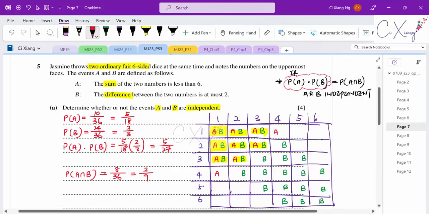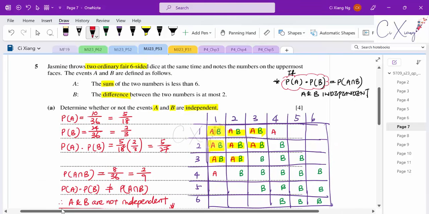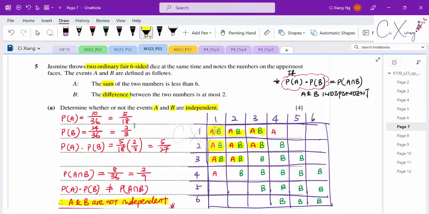Okay, then to check whether they are independent or not, you compare the probability of A multiplied with B, which is not the same as the probability of A intersect B, right? I think the values are very obvious here, you can compare. Therefore, your conclusion is A and B are not independent. Right, so this is our conclusion for the event A and the event B. Okay, so all the probabilities here, basically I take from the possibility space diagram.